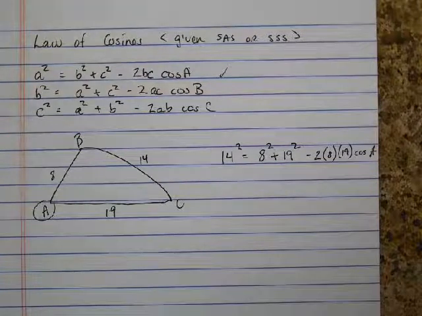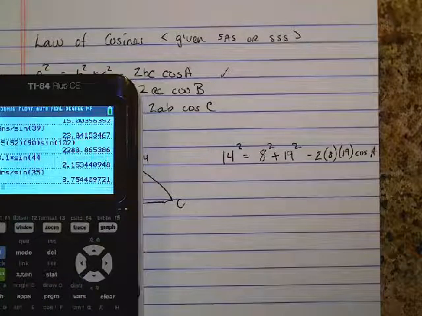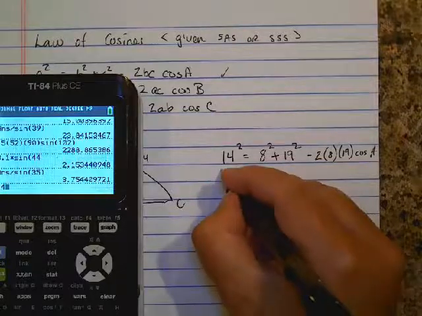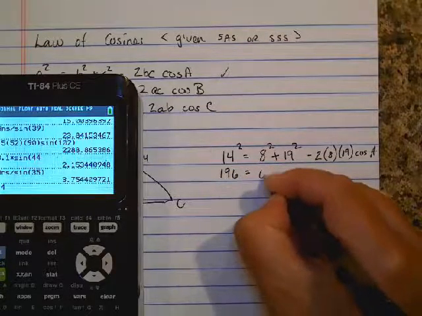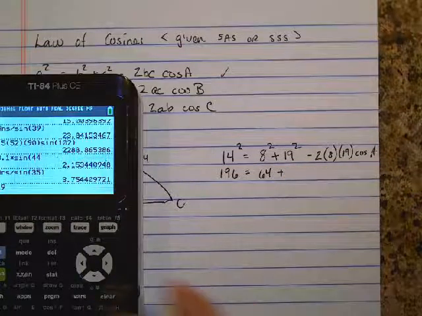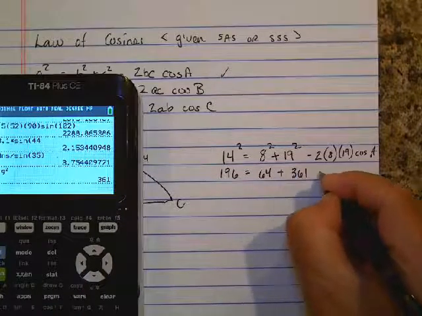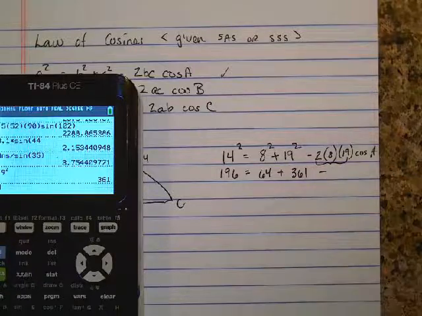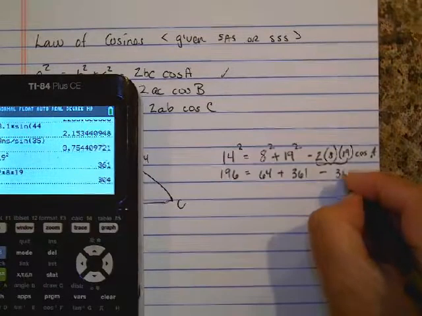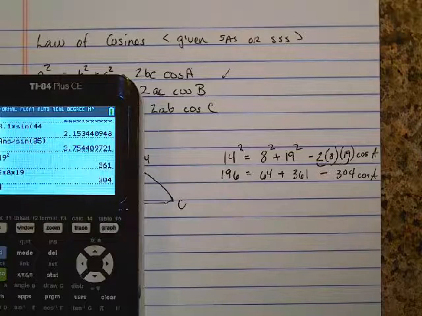So then I'm just working this problem backwards. I would do this all in my calculator, but I'll go ahead and do it spelled out for you here. So I'm going to do 14 squared, which is 196, equals 64 plus 19 squared, which is 361. Minus 2 times 8 times 19. That's 304 cosine A.